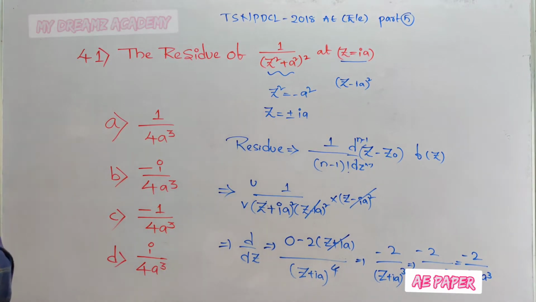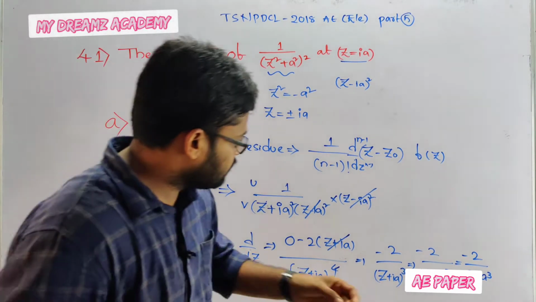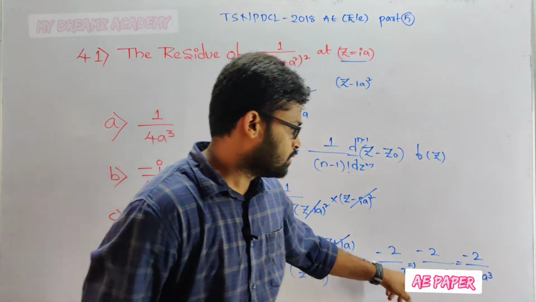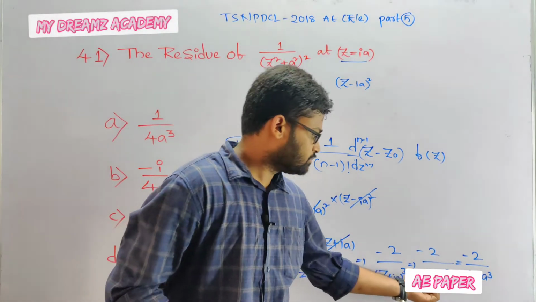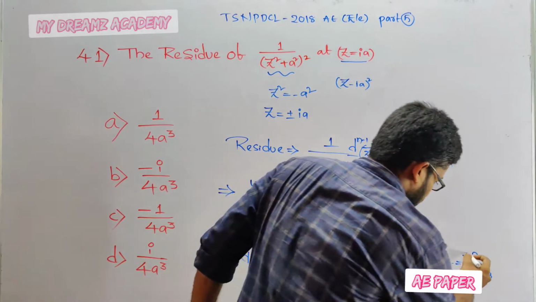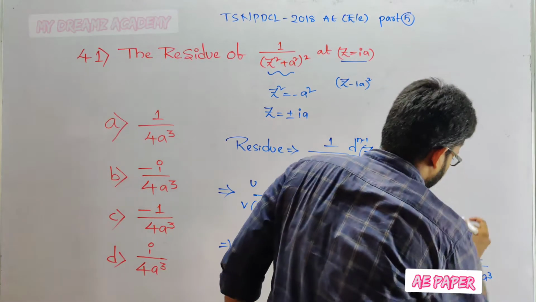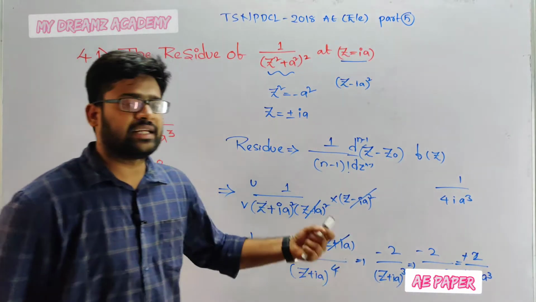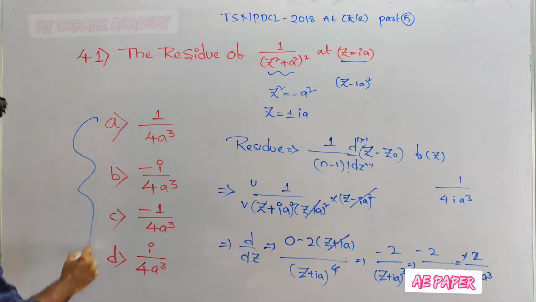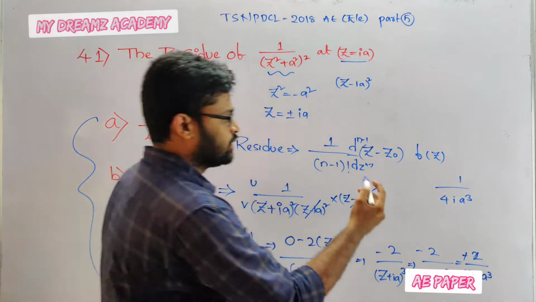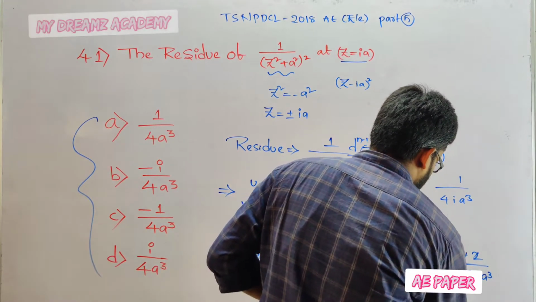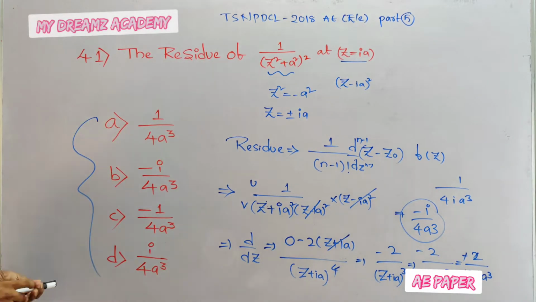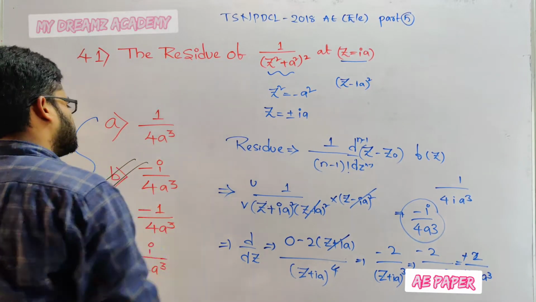Now what we need to see here, z equals ia. I have substituted 2ia, so i cube is nothing but minus i. So 2 will get cancelled, 2 on the 2 4s, so it will give 1 by 4i a cube. The i value is in the denominator, but see the options, in every option i is in the numerator only, so take it into the numerator, and it will give minus i divided by 4a cube. What is the answer? The correct answer is B.